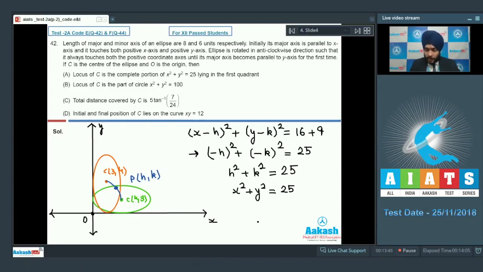It is a wrong option because it does not include this part. Okay, so you have to be very careful. Option number A is wrong. Again, option number B is definitely wrong. Total distance covered by C is 5 tan inverse 7 by 24.